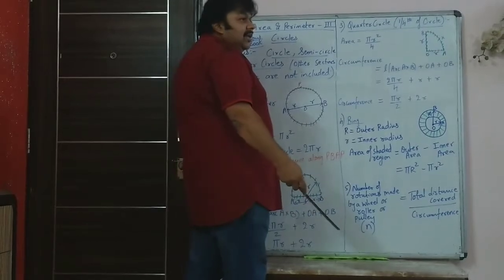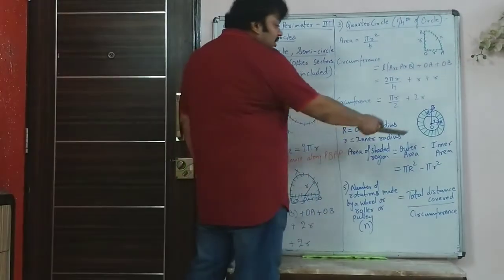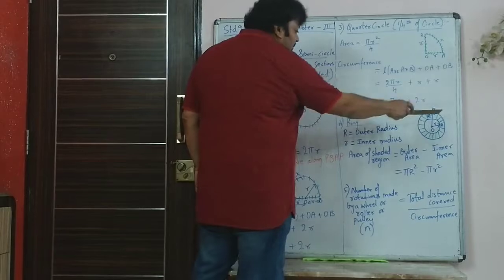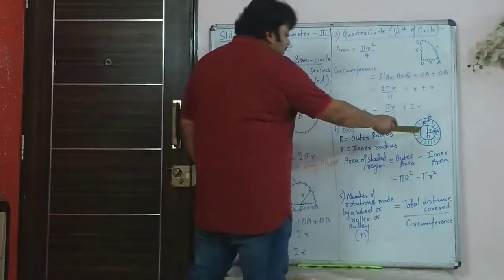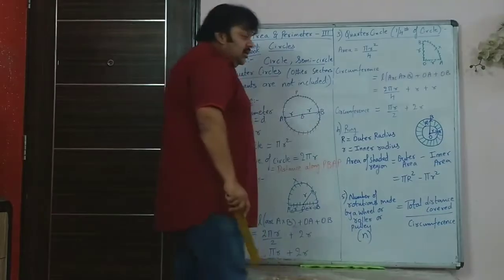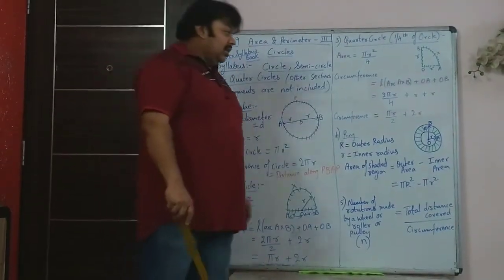Now they will not ask perimeter of the ring, they will ask, if they ask the perimeter of the outer surface, then it is 2 pi capital R, and if they ask for the inner surface, it is 2 pi small r.